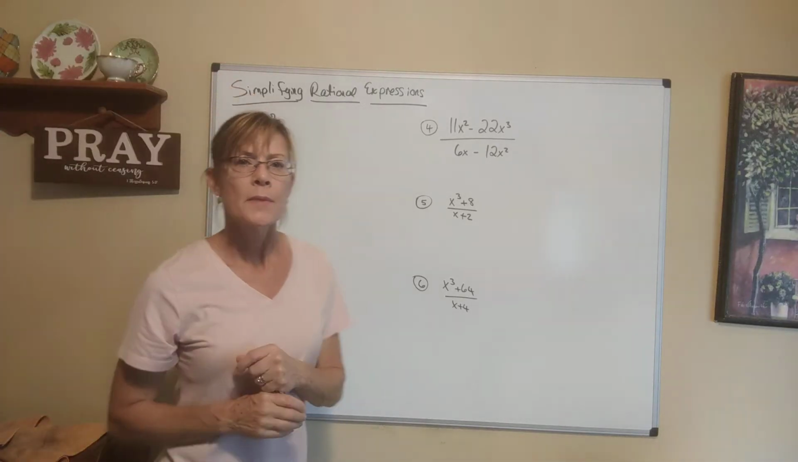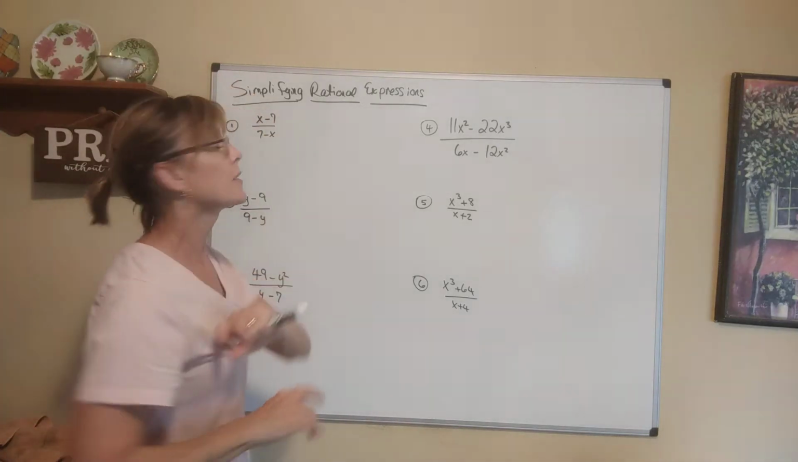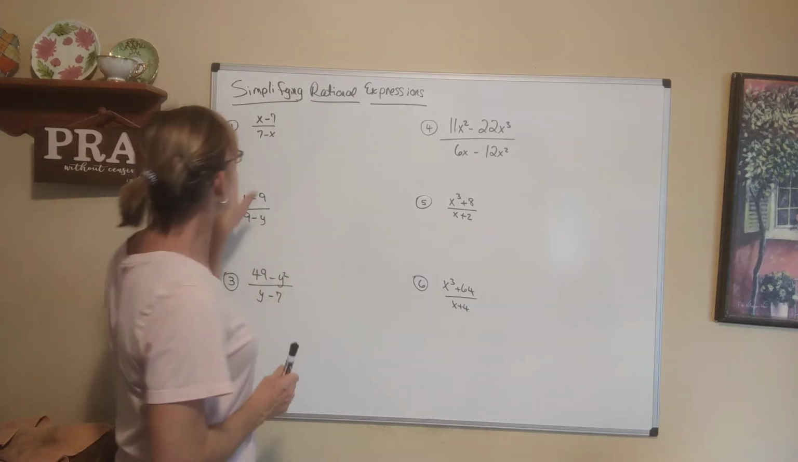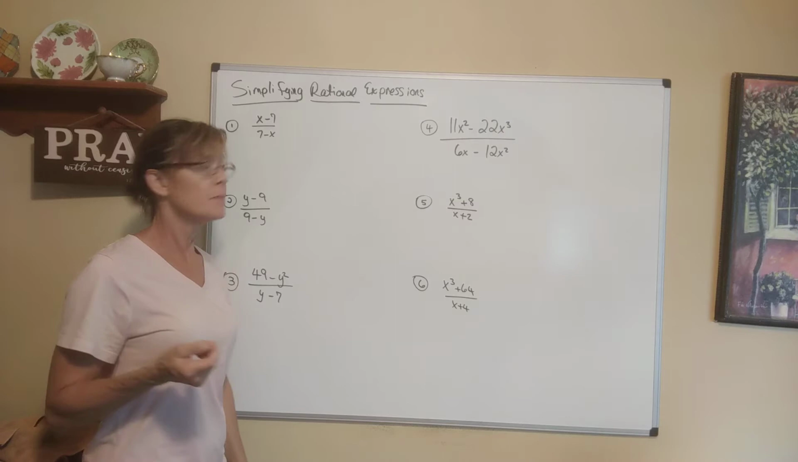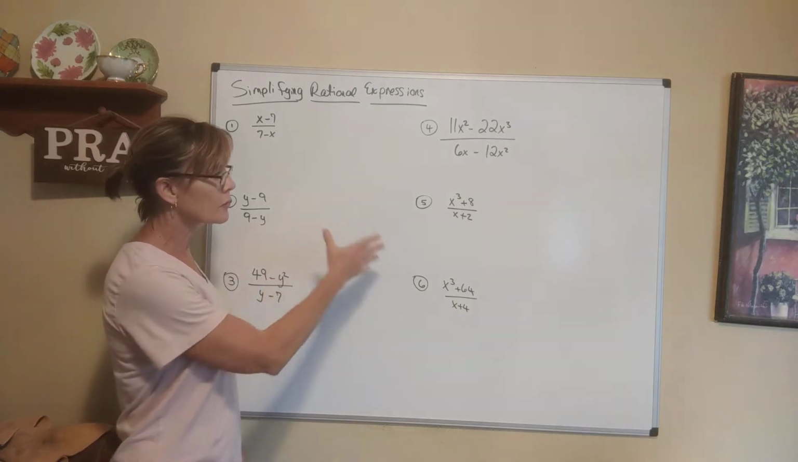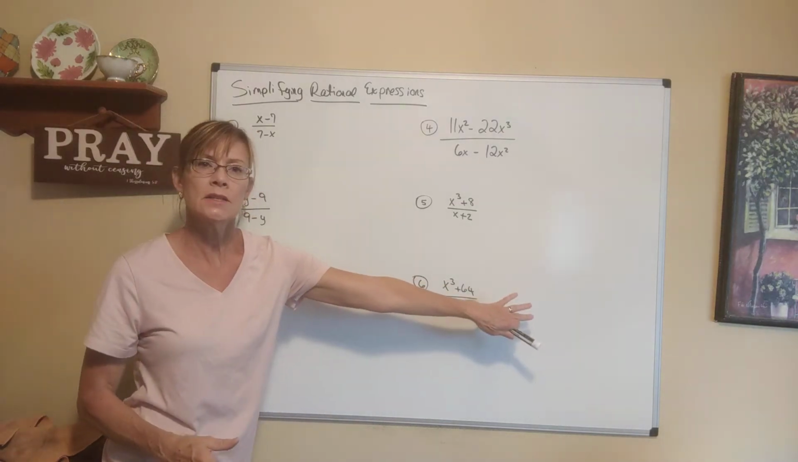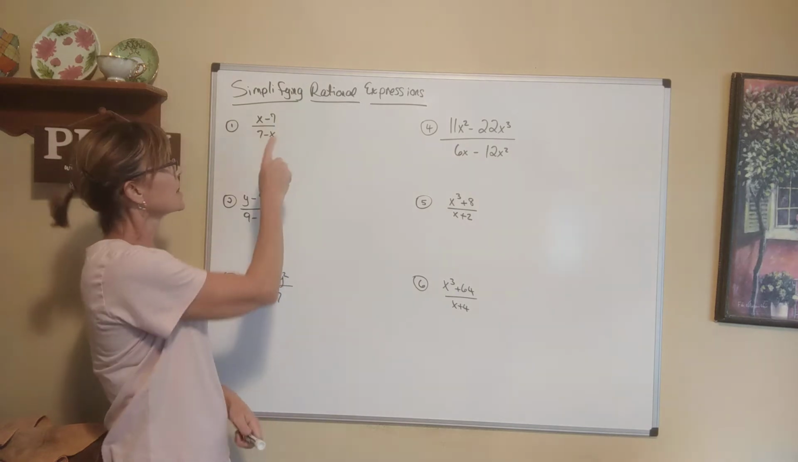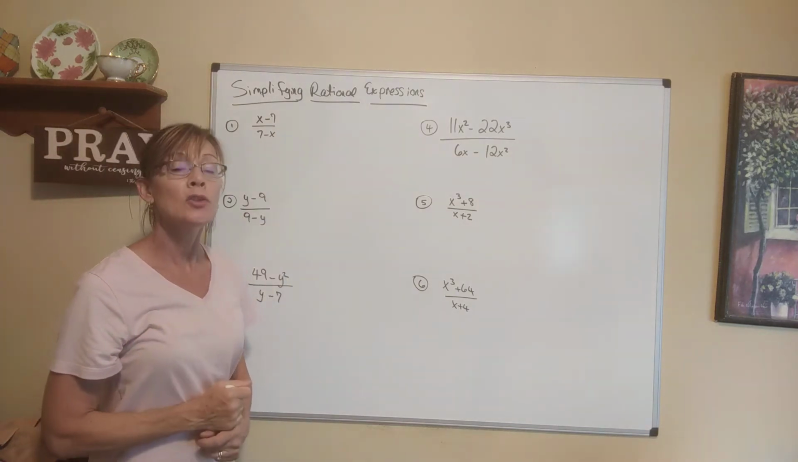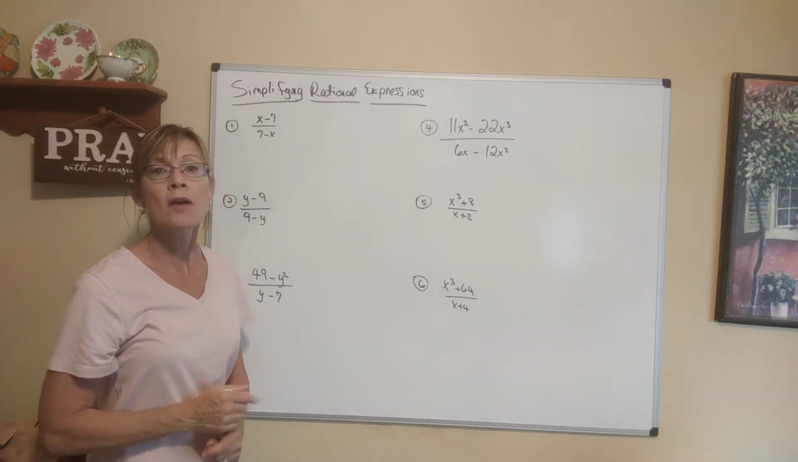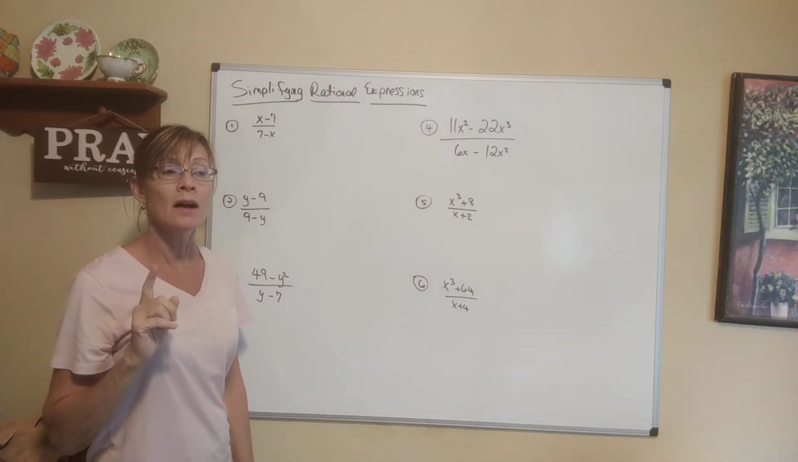Okay, this video is about simplifying rational expressions. If we look at number one, we have x minus 7 divided by 7 minus x. I'm going to go through this once in a lot of detail to show you how to handle something like this. These are almost the same expression, but not quite. You can cancel them, but what's going to come out is not 1, but negative 1.